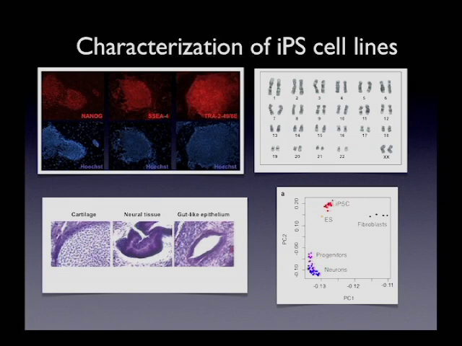And so, you know, they can form neural tissue and gut epithelium. This is a kind of tumor, right? And then finally, we look at the expression of their genes. And so we can do these microarrays.